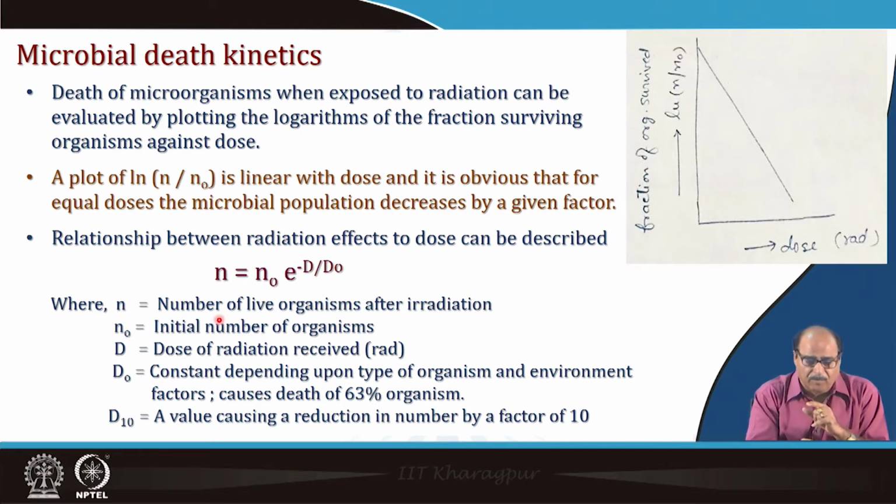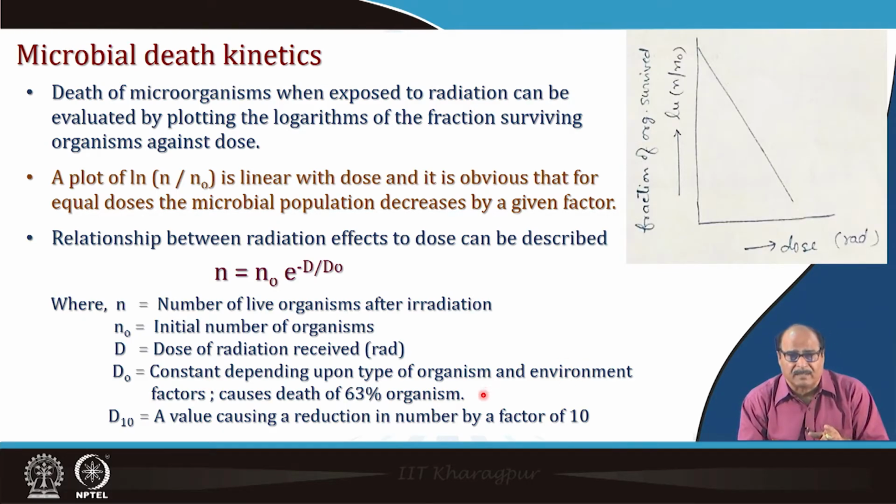Okay. N is the number of organisms after irradiation, N0 is the initial number of organisms, D is the dose of radiation received, and D0 is a constant depending upon the type of the organism and the environmental factors, and it generally causes death of 63% of organisms. Sometimes even D10 is used, which is the dose causing a reduction in number by a factor of 10.